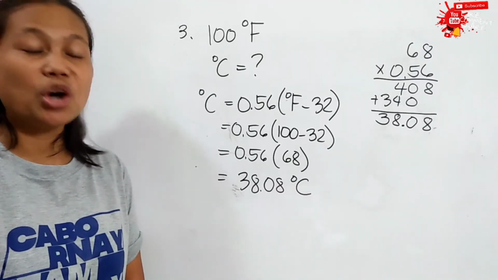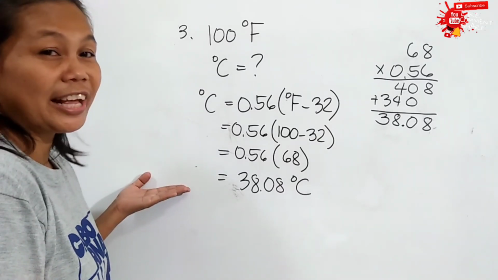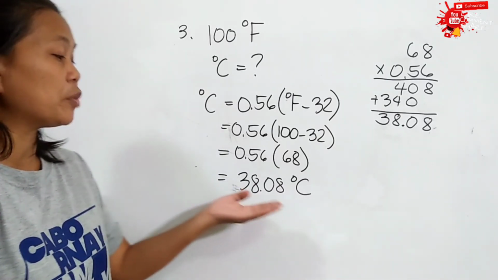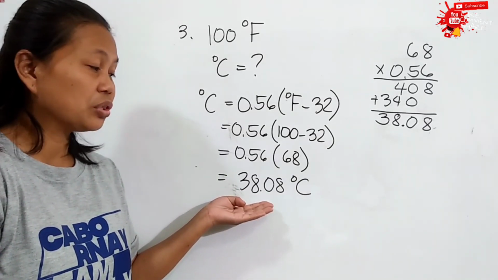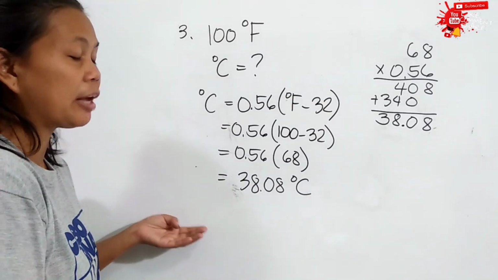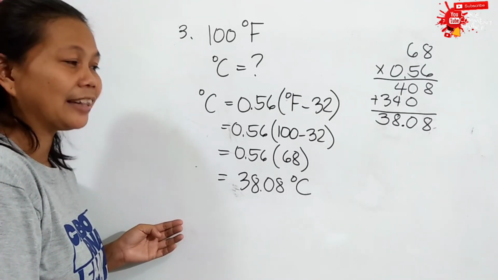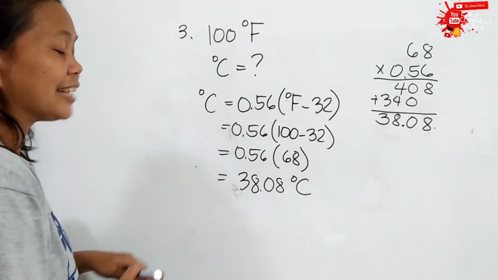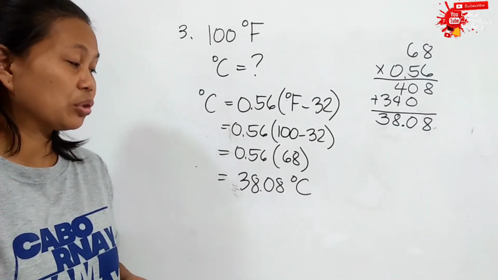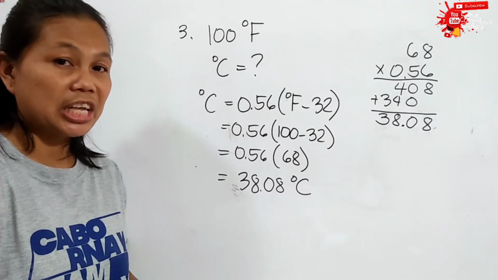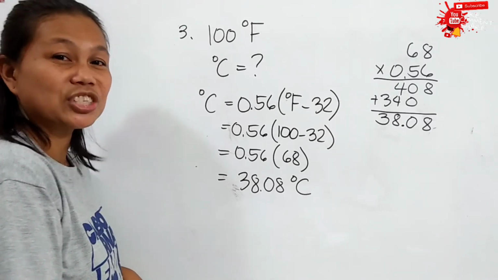And the problem also asks if this person has a normal body temperature. Did this person have a normal body temperature if we computed 38.08 degrees Celsius? It is not, because the normal body temperature is 37 degrees Celsius. So it means that this person has a fever because it is greater than the normal body temperature, which is 37 degrees Celsius.